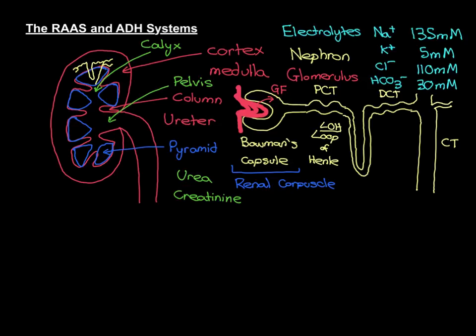So big picture, what is the actual function of the kidneys? The kidneys have lots of functions, but if you're going to just state one, the function of the kidneys is to create urine. And urine is a way of getting rid of metabolic waste products, such as urea and creatinine, but there are loads of other ones.